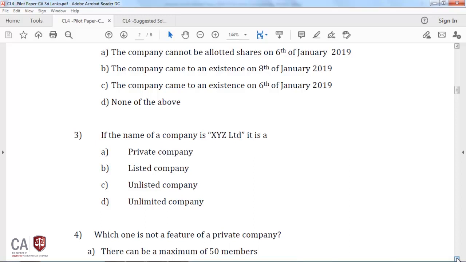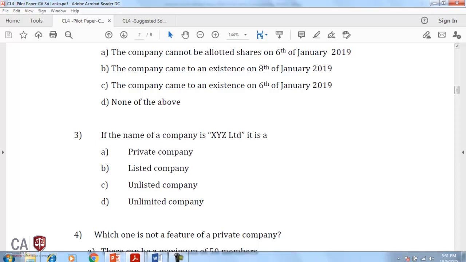Now, in this case, XYZ Limited does not denote that it is a private company, because the term private is not there. It is also not considered a listed company, because it is not referred to as a PLC or Public Limited Company. XYZ just states as limited. Then, if you look at D, it is also not an unlimited company, because the word limited is there. It does not say XYZ Unlimited. It says XYZ Limited. Therefore, the correct answer is C.